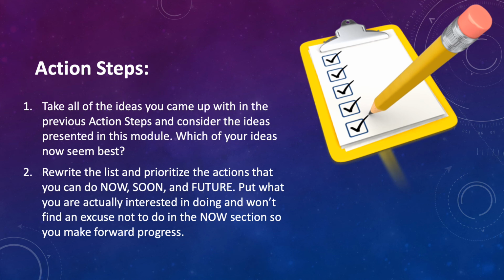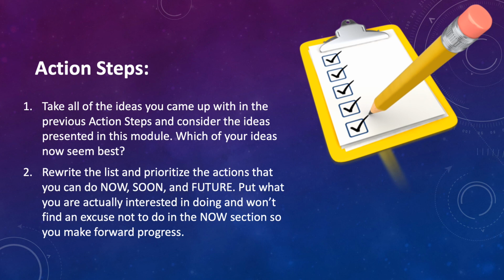Take all of the ideas you came up with in the previous action steps and activity guide worksheets and consider the ideas presented in this chapter. Which of your ideas now seem best? What are your skills and strengths? Where are your clients? Have you studied your competitors? Do you know what your weaknesses are?